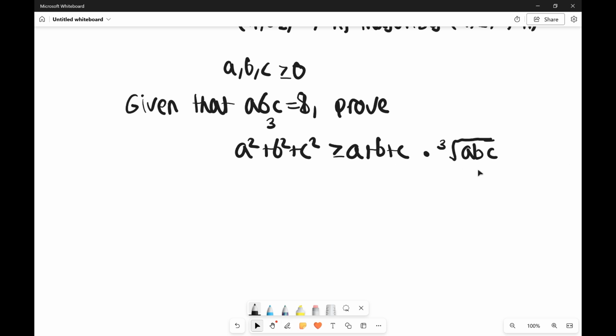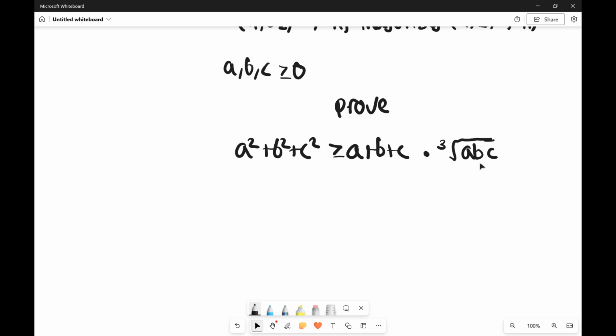But wait, you may ask, isn't this more complicated than the original inequality? Because we have a squared plus b squared plus c squared and abc, and those are all integer powers. But why the heck did he throw cube roots in there? Well, the reason I did this is because this is what the inequality is really asking. Because now we've gotten rid of this condition, because we can literally just erase it now. This is what the inequality wants us to prove.